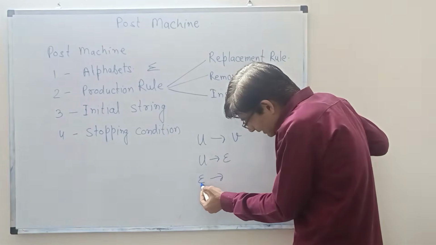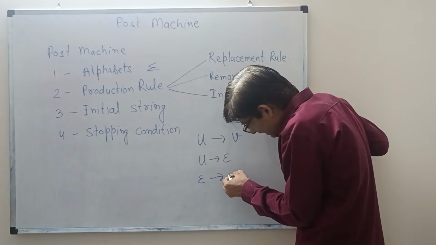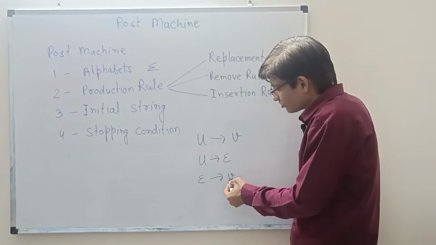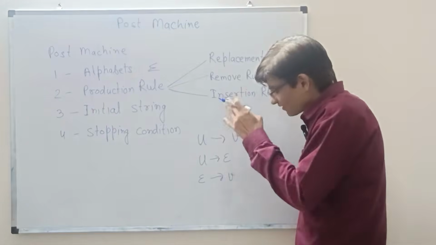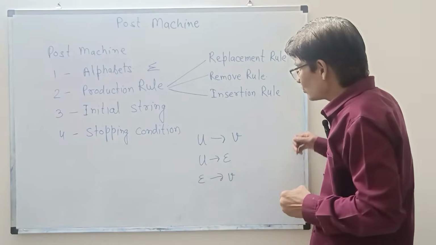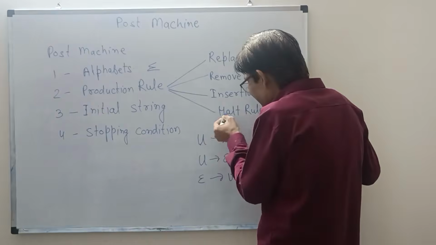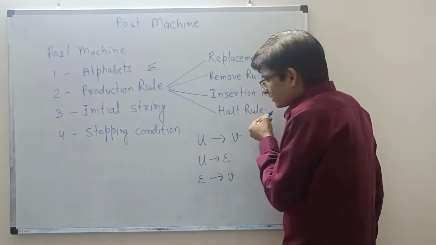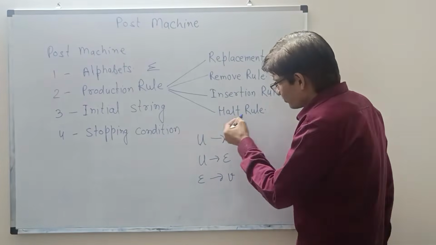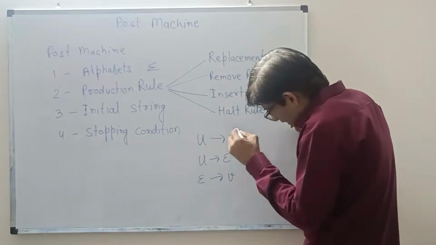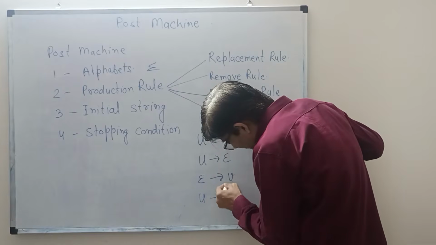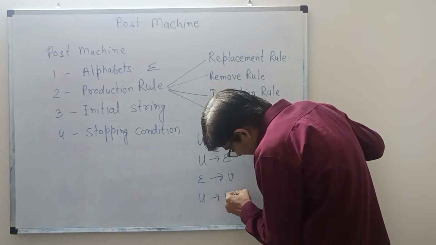So here you will have epsilon in the left hand side and some variable v in the right hand side, or some string, or you can say this alphabet in the right hand side. So this is insertion rule. Then the fourth rule is halt rule. So this is nothing but the fourth tuple of post machine. So this is halt rule. And halt rule will be like this. Suppose you are having some alphabet U and it will give us halt.